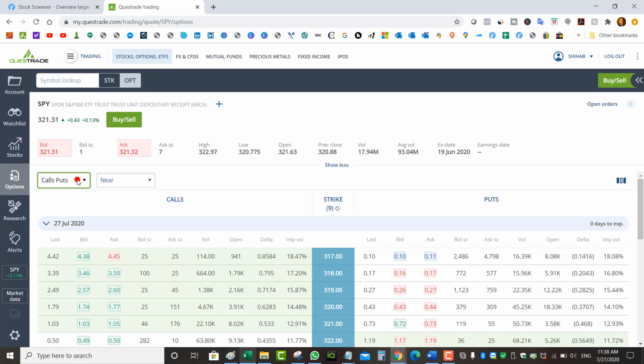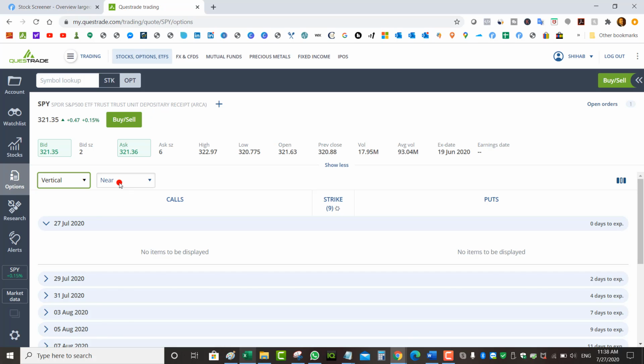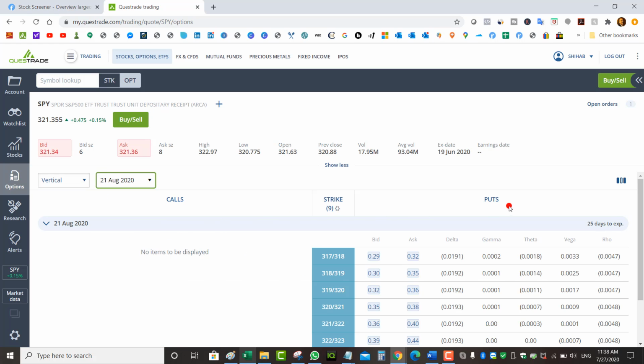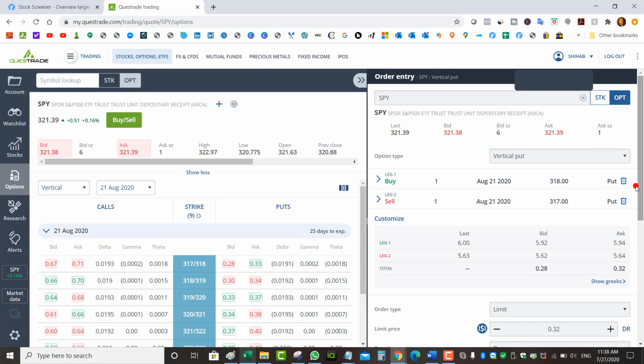You think the stock is going to drop, so you're going to buy a put debit spread, and it's the same thing. So you go to vertical, make sure you're under option, choose your expiration, August 21st for example, and this time we're going to click on the put side. We're going to click anywhere on the put side, and then we're going to choose our strikes accordingly. So right now SPY is at 321.